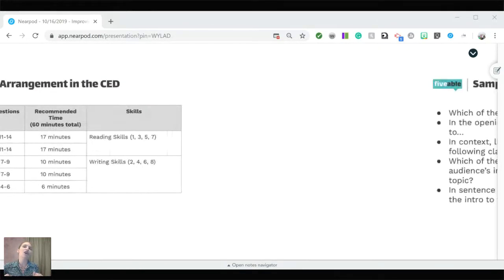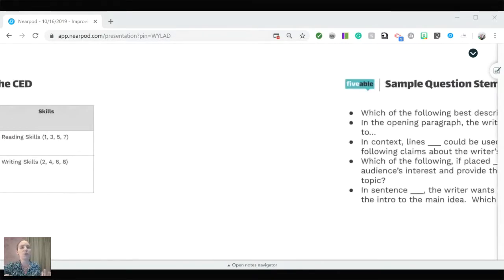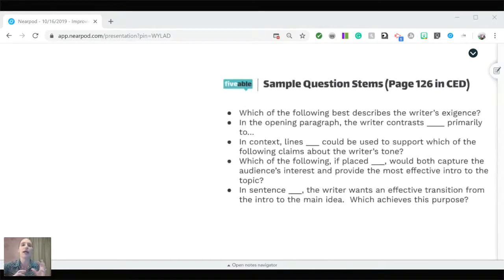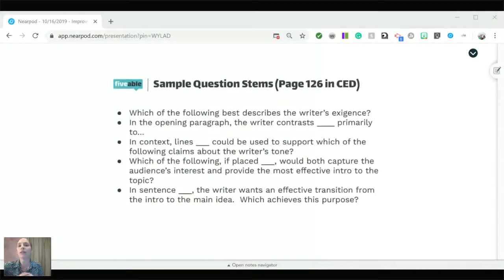Okay. So a couple of sample stems, just because I wanted you to see what they look like. Now in that document, the CED that I sent to you at the very beginning, it is on page 126. So you should see on page 126 some of the questions that you have. And in this, you can just see which of the following describes the writer's exigence.